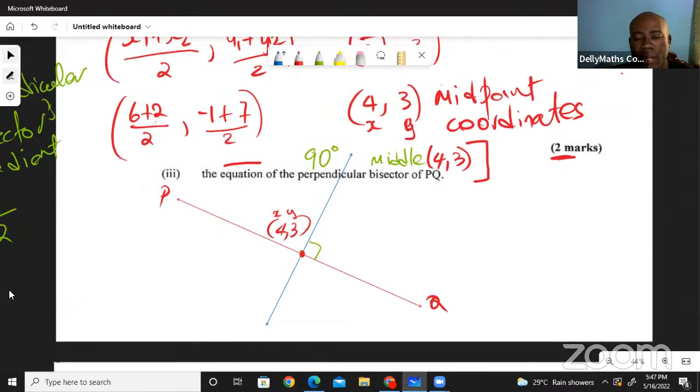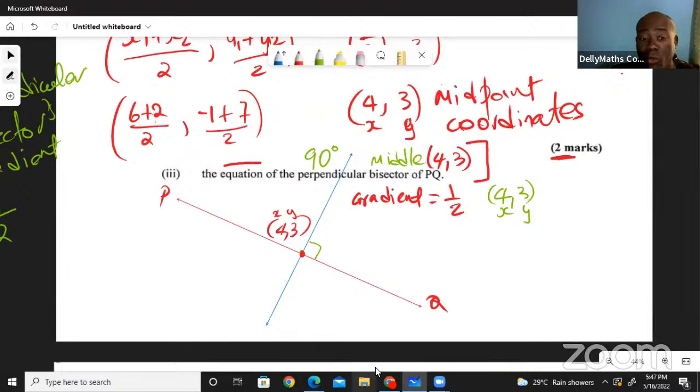So we could put it together. So let's just write it right here. We have a gradient which is equal to positive 1/2. And we definitely have a point which is (4, 3). So we can use these to create the equation of a line.